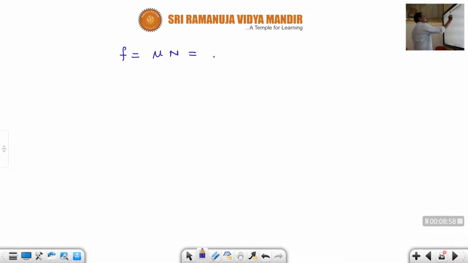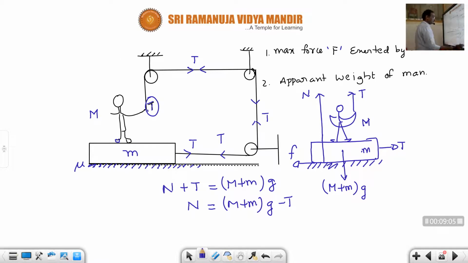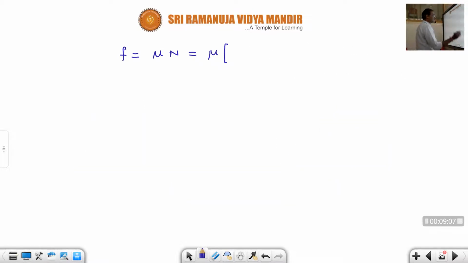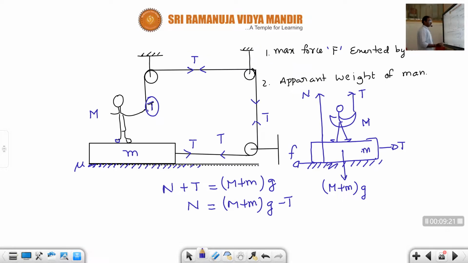Therefore, the friction is mu into the normal reaction, which is what we got: capital M plus small m into g minus T. This is the value of the frictional force. If you consider the system again, under the equilibrium condition, the frictional force must be equal to the tension in the string.